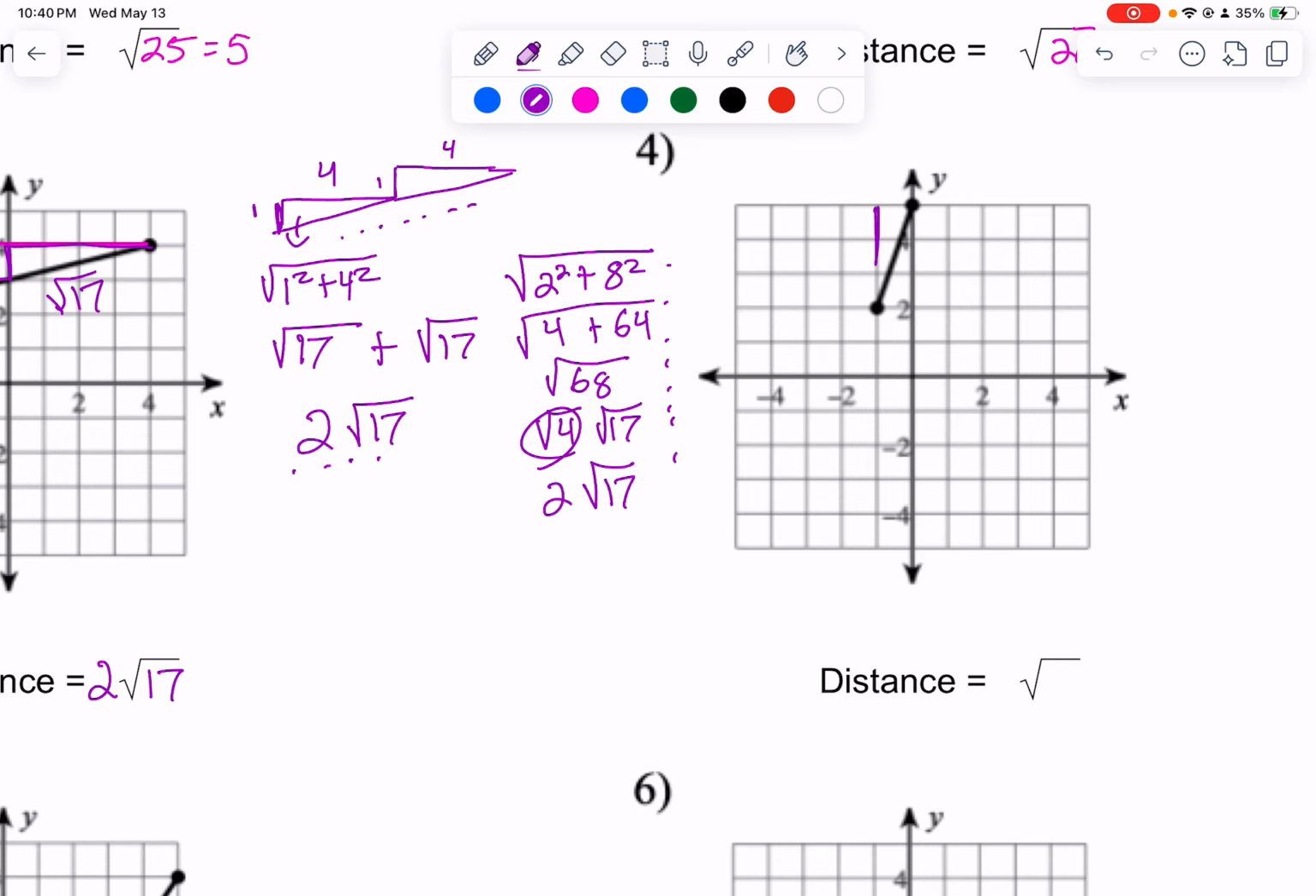Okay, let's repeat. Well, here we go. We have a 3 vertical, 1 horizontal. So that's as simple as it can get. There's no way to break that down into simpler steps. So I would just have 3 squared plus 1 squared, or 9 plus 1, which is square root of 10. So that's the simplest version of that slope.